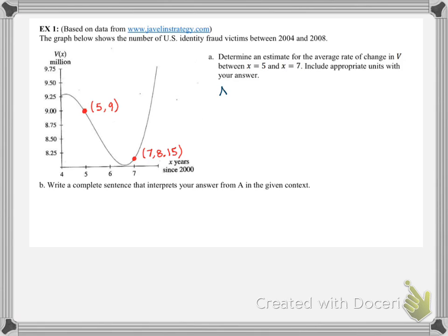So our average rate of change. Are you guys okay with me abbreviating that so we don't have to write out average rate of change every time? I'm okay with you doing that too. Is equal to, so our function evaluated at 7 minus our function evaluated at 5 over 7 minus 5.